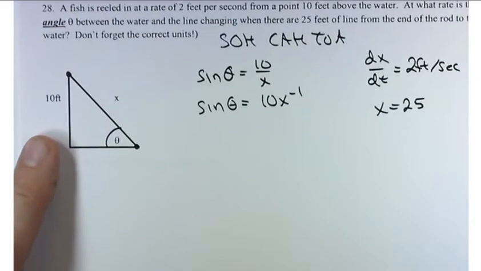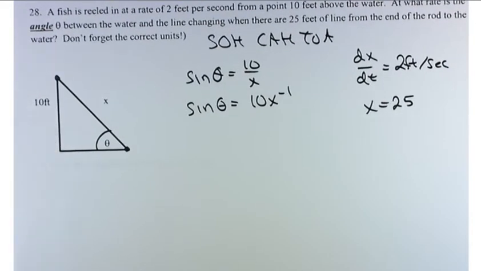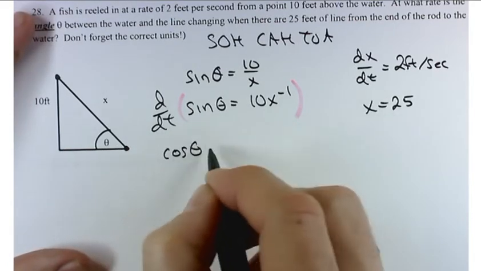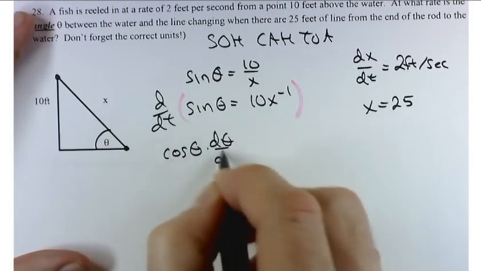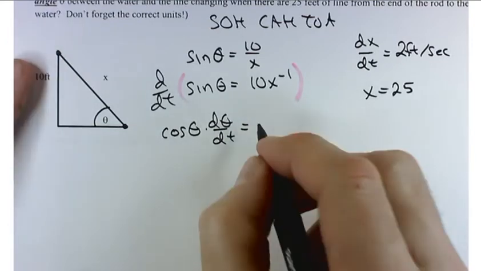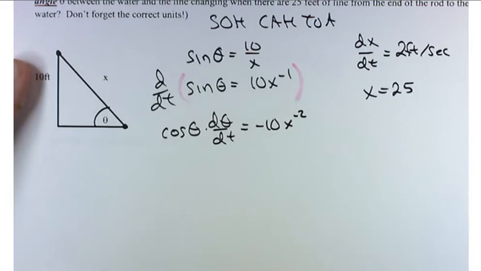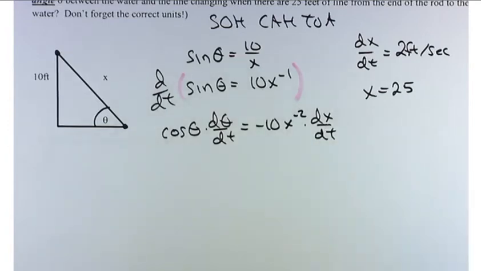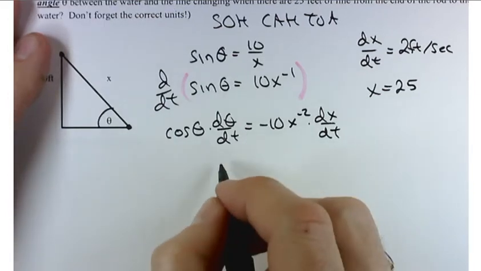But for now, let's differentiate implicitly. So that's going to be a d by dt. The derivative here is going to be cosine of theta times d theta dt equals what? What's the derivative of this going to be? Negative 10, x to negative 2. Very good. You still have to differentiate this implicitly. So it's derivative of the outside times derivative of the inside, and you're going to get a dx by dt. All right. We need to solve for d theta dt, that's our unknown, the rate at which the angle is changing with respect to time.